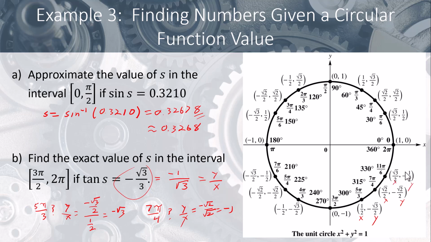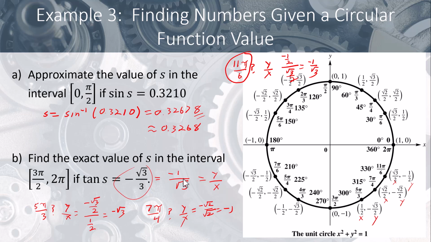And if you look at it, it's pretty clear that it is. So let me do that up here. That is going to be 11 pi divided by 6. Okay, well, y over x, y is negative 1/2. X is the square root of 3 divided by 2. And that gives us negative 1 divided by the square root of 3. This has to be the answer.